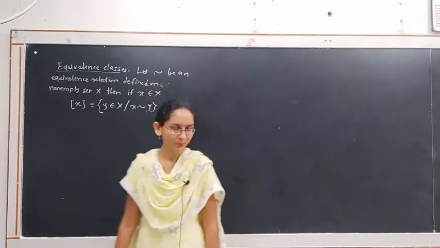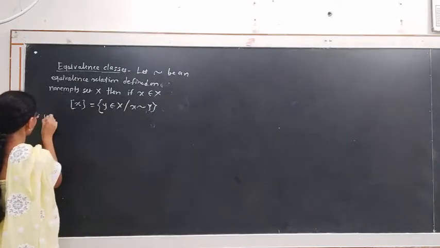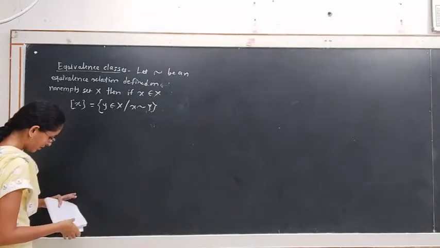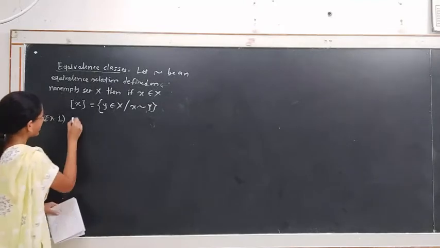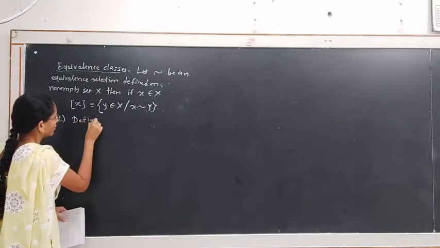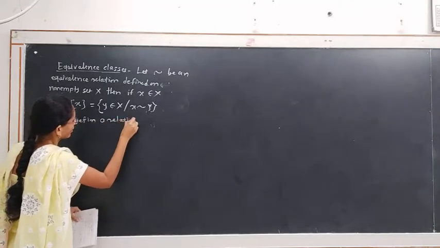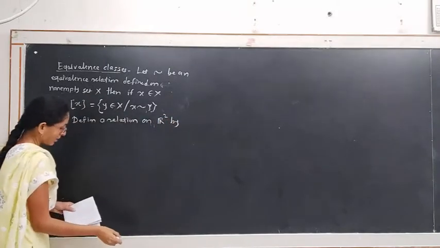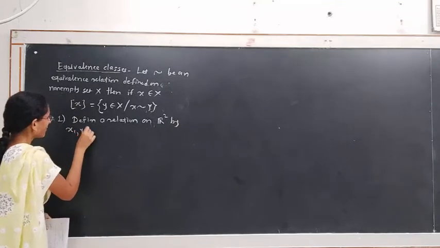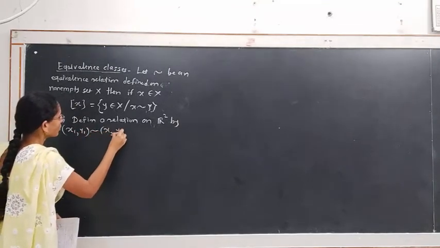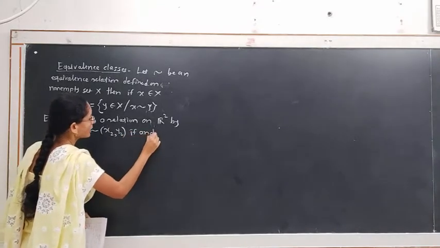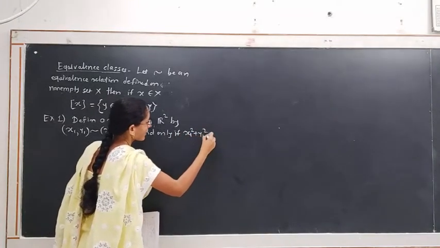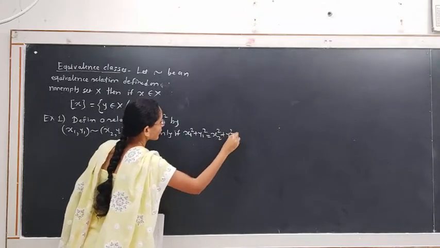We see one example. Define a relation R on R2 by (x1, y1) is related to (x2, y2) if and only if x1 square plus y1 square is equal to x2 square plus y2 square.